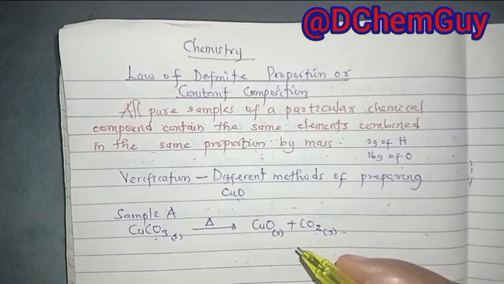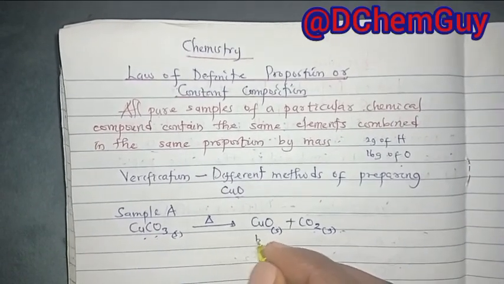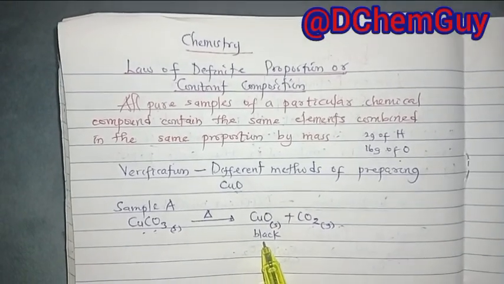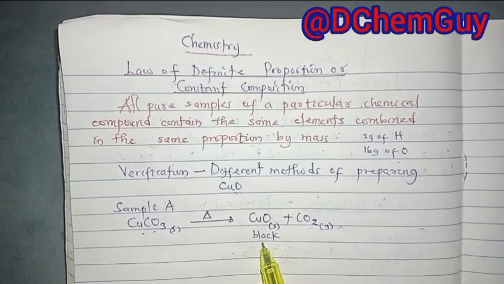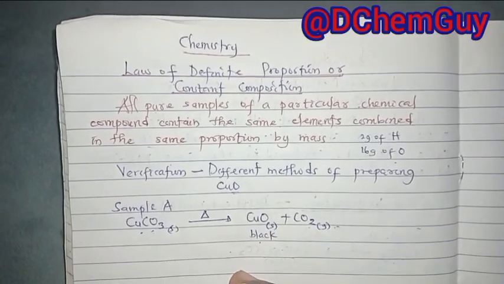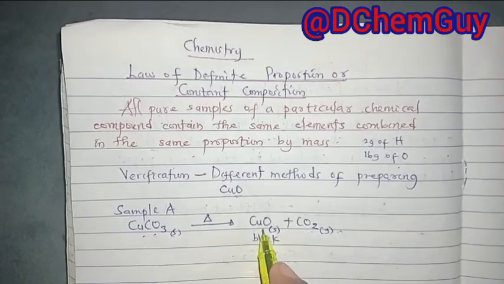Then how do you know? It's going to change from a fairly blue color to black. You're going to obtain a black residue here. So let's move forward and look at another way of preparing another sample of copper 2 oxide.